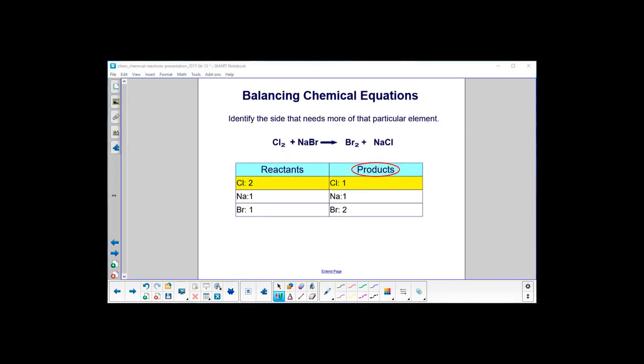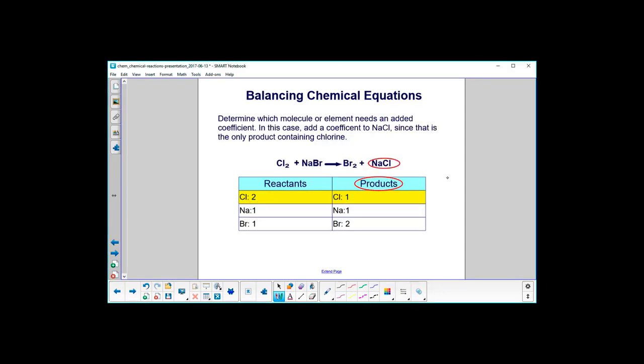Identify the side that needs more of that particular element. Well, that's easy. We've got chlorine highlighted. We have 2 over here, and we have 1 here. So we circle this one. We have to do something to that chlorine on the right side.